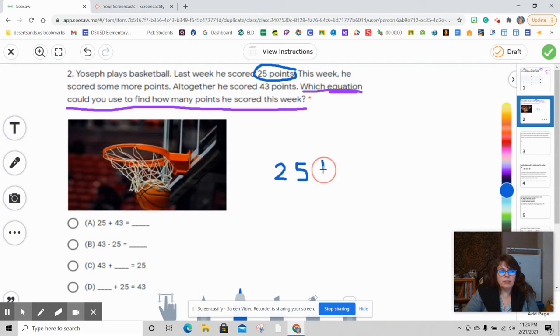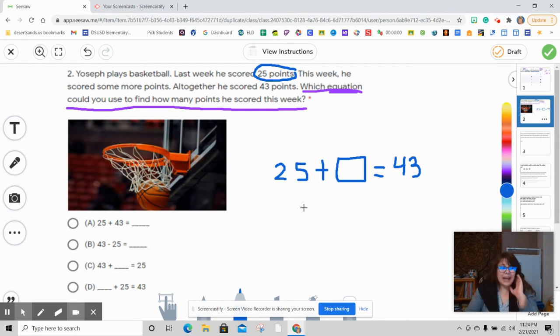More points. So more means to add. Now it says more points, but it doesn't tell me how many more. So I'm going to put a square because I do not know how many more points. Altogether, he scored 43. All together means that when we add them, it's going to be 43 points. So I'm going to put an equal sign because that's the all together, and then 43 points.